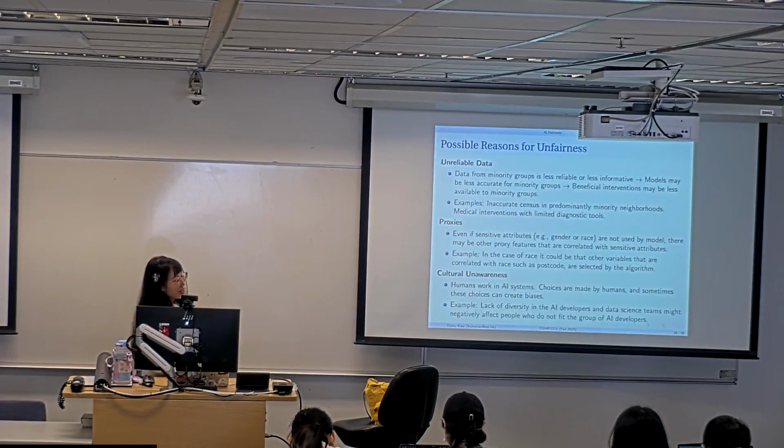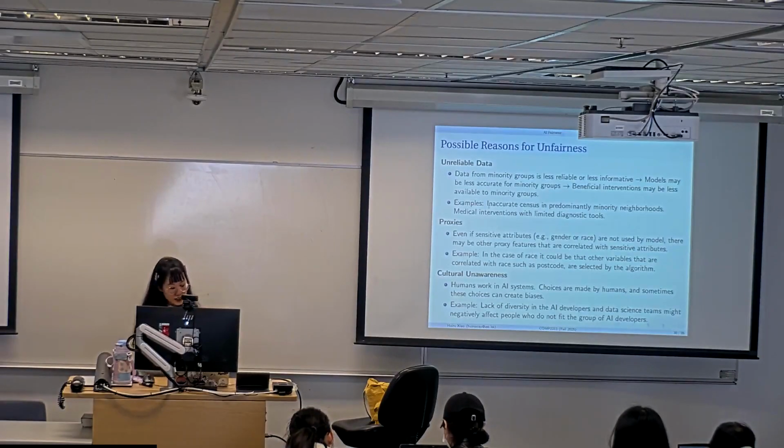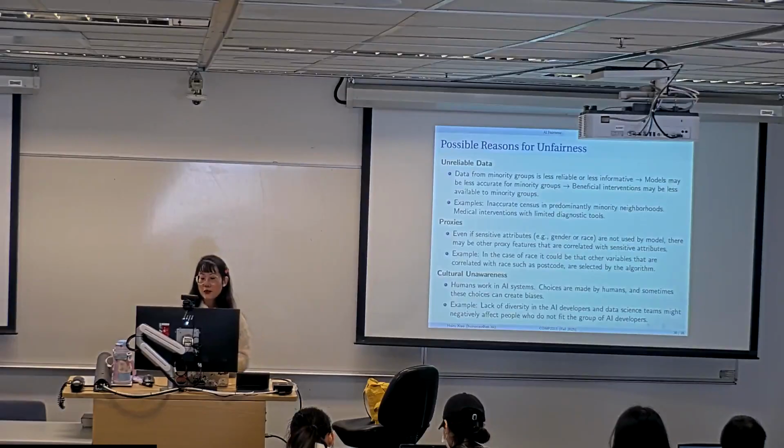this reason, unreliable data. Data from minority groups is less reliable or less informative, which will cause models to be less accurate for minority groups, which will then further cause beneficial interventions to be less available to the minority groups. For example, an inaccurate census in predominantly minority neighborhoods may cause medical interventions with very limited diagnostic tools to not benefit from these diagnostic tools because they do not have reliable data. Basically, when we are doing data collection, some groups of people are already ignored.